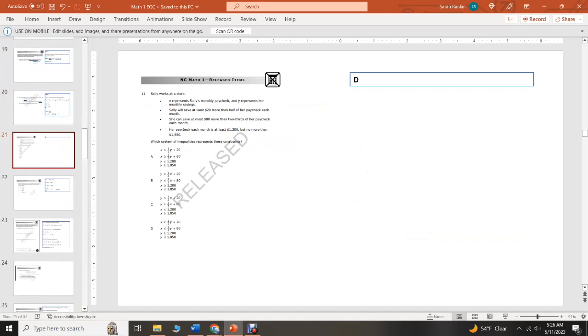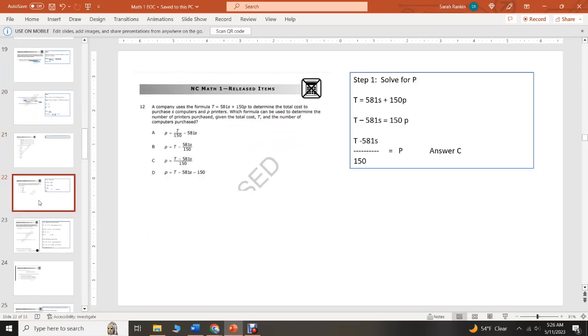Sally works, you can calculate this one. I'll holler if you have questions. This one, solve for P. They give you a function T equals this, solve for P, you just isolate P. The first thing I did was subtract 581s, and then I divided by 150.